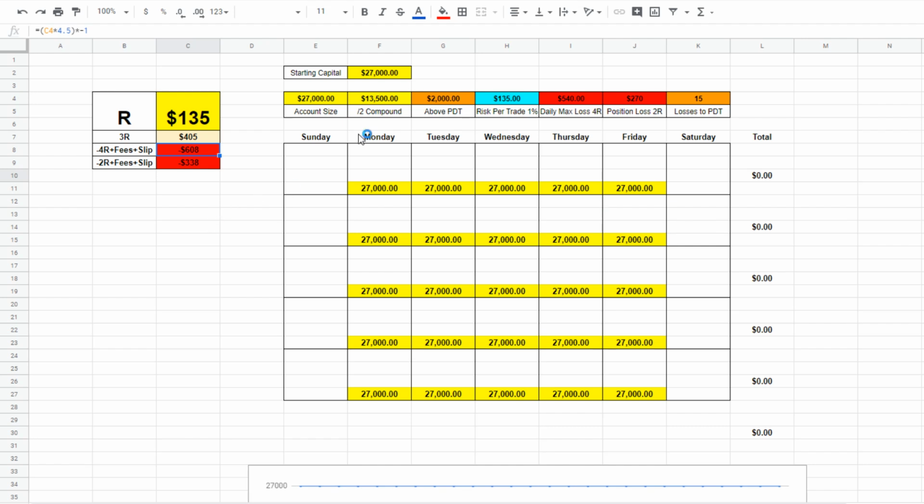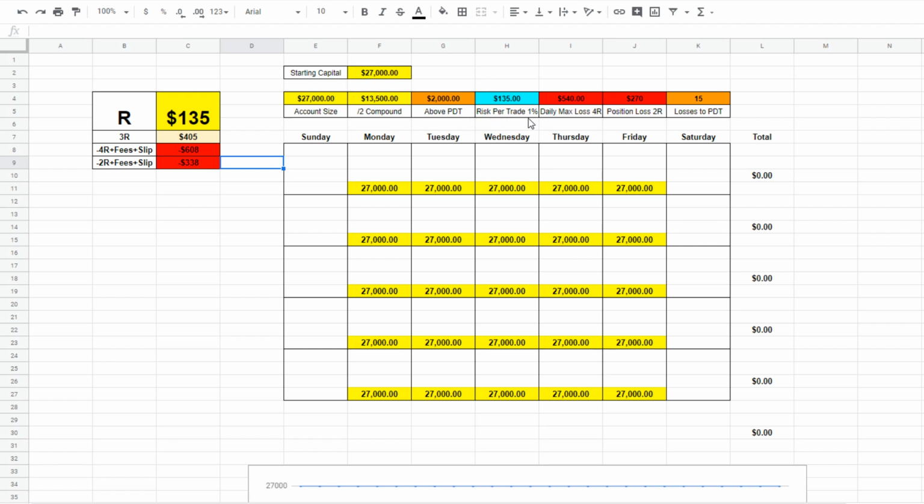So up here at the top, we have a starting capital, which I entered in manually, and then we have account size. I've linked my account size to starting capital plus whatever total we get here at the end of our calendar. So it's just adding onto this. That will help track our overall account size, which is very important for compounding.